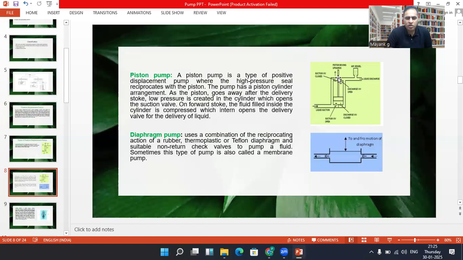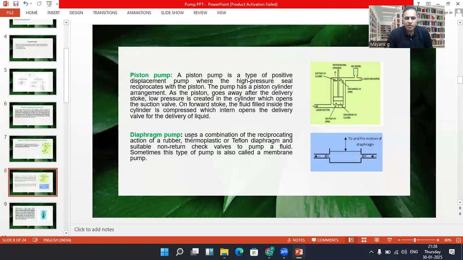As the piston moves away from the delivery stroke, low pressure is created in the cylinder, which opens the suction valve. On the forward stroke, the fluid filled inside the cylinder is compressed and in turn opens the delivery valve for the delivery of the fluid.